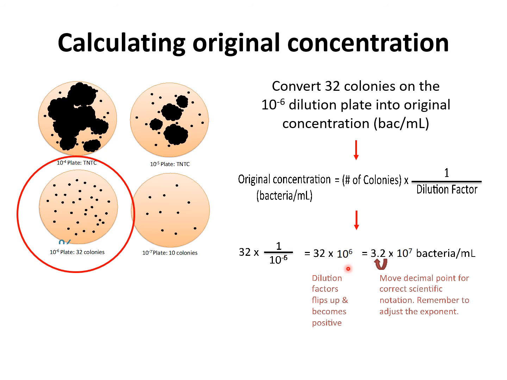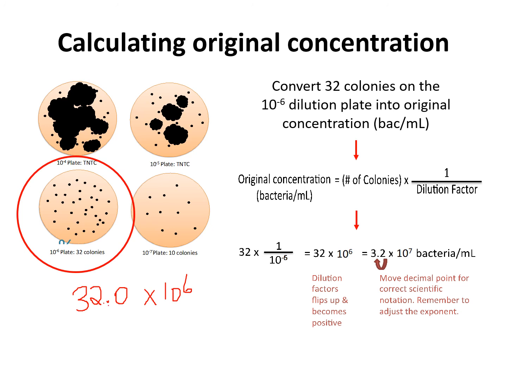But you need to put it in scientific notation. And in scientific notation, instead of 32 times 10 to the 6, you say 3.2 times 10 to the 7. The reason why I made it 10 to the 7 is because I moved my decimal point over. So it's like you're saying 32.0 times 10 to the 6.